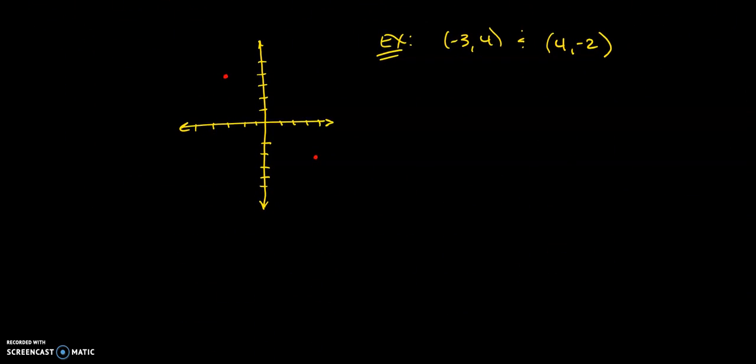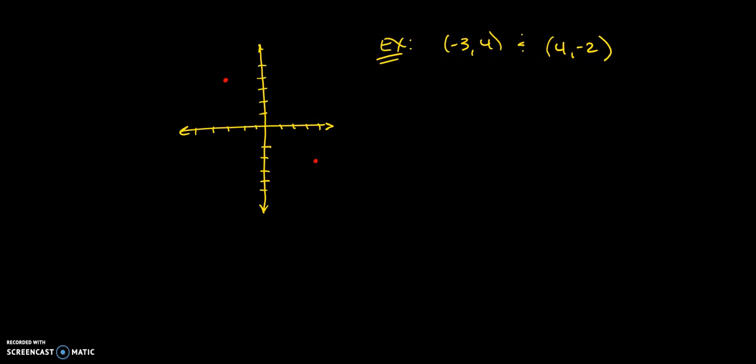I've got negative 3 and 4 right here, and 4 and negative 2. And I've already plotted the dots. So here's 4 and negative 2. Here is, that's negative 3 and 4, and here is 4 and negative 2. Well, let's go back to our formula. And as I've reiterated in class, you must memorize this formula. I will never, ever put this formula on a quiz or a test.